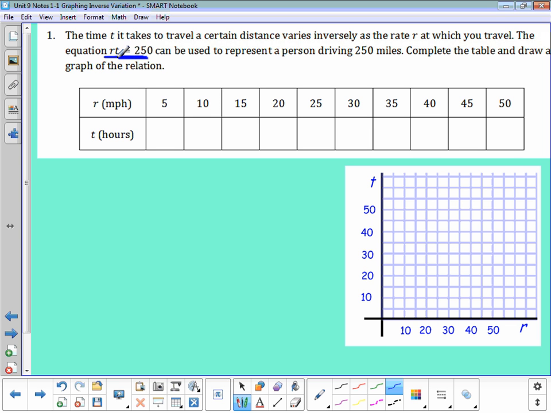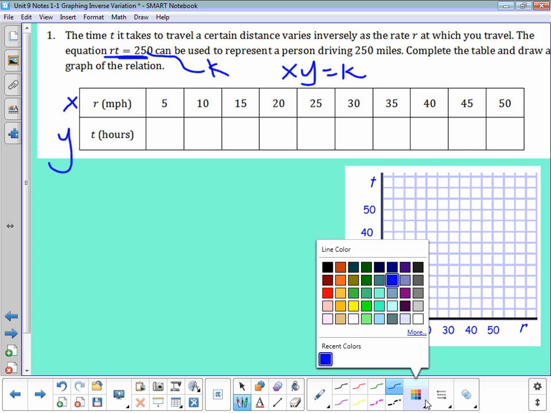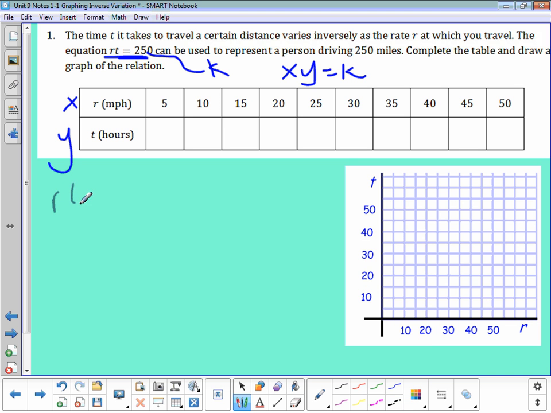So this R right here is going to represent our x value, this T is going to represent our y, and this 250 is going to be our k. We know that because of the xy equals k that we talked about on the previous page, except this time we're using RT. So we're going to fill this out. First, let's remember the equation that we're using: RT is equal to 250.